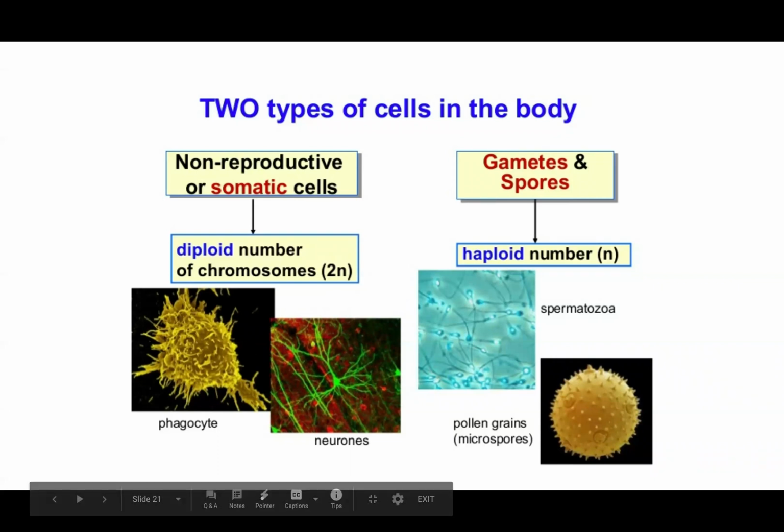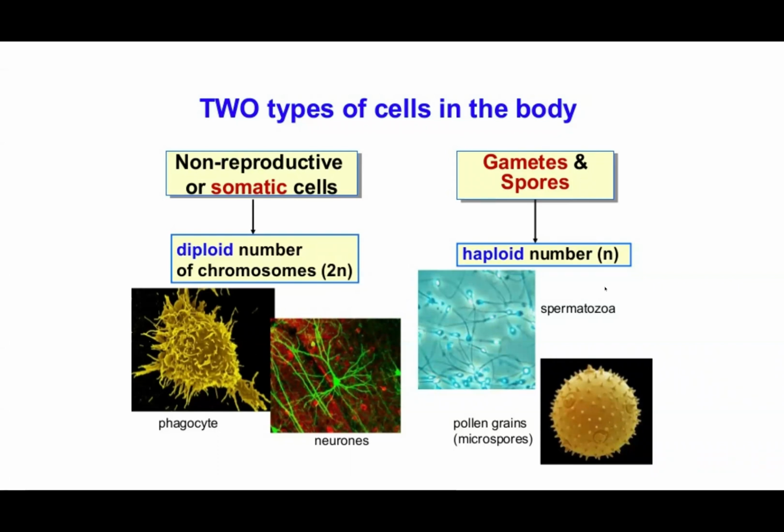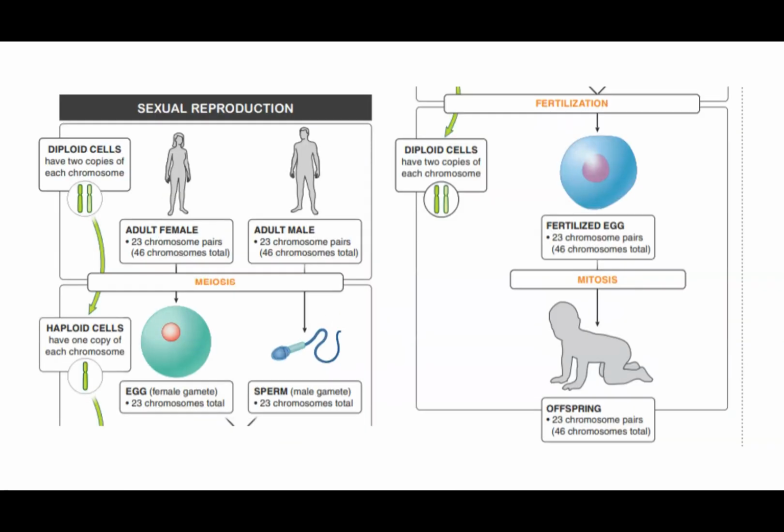Now that's in contrast to your gametes and spores, which are sexual cells. In our case, they're just gametes. Spores are a plant and fungal thing. But their haploid number is n, or in the case of us, 23. So again, 2 very different types of cells in your body, and remember, they are linked together.